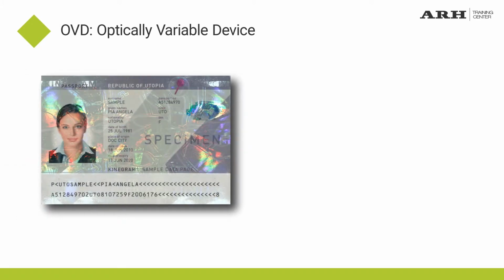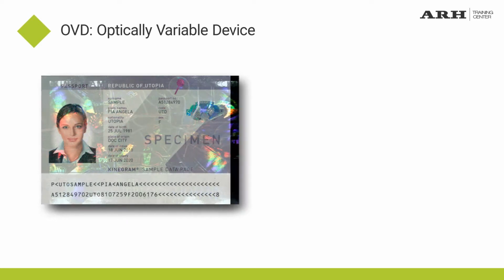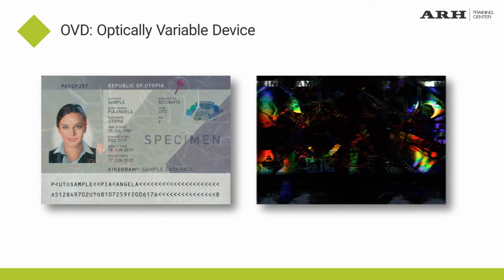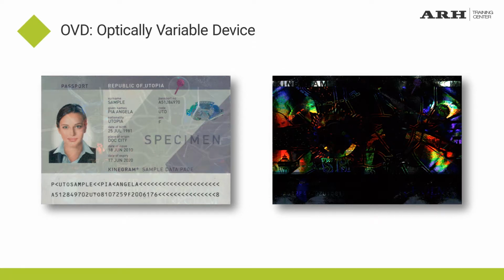OVD stands for Optically Variable Device. Personal identification documents contain some kind of OVD for security reasons, making forgery as difficult as possible. OVD is a security feature that exhibits various optical effects such as movement, shining, or color change. For example, it can be a hologram or a pattern printed in optically variable ink.